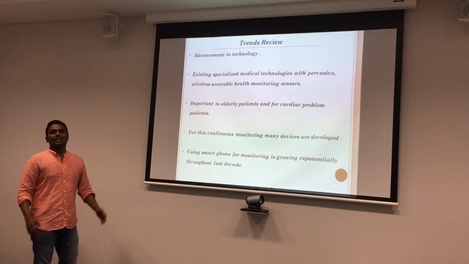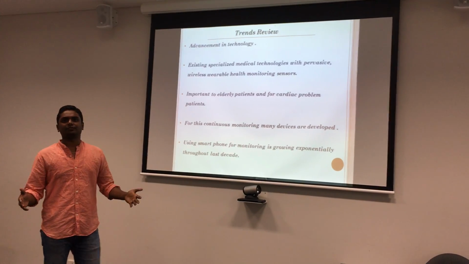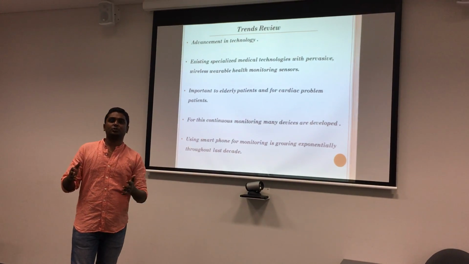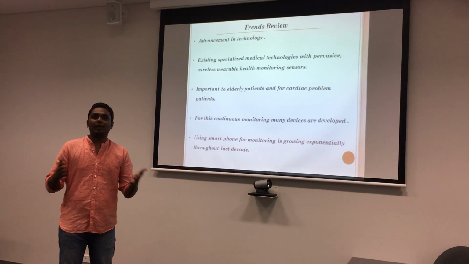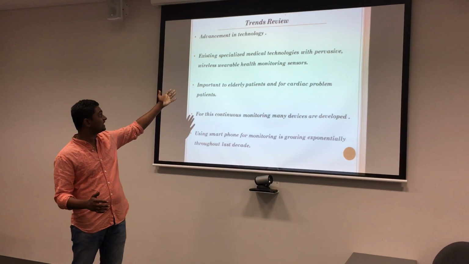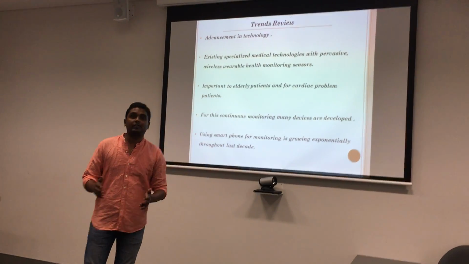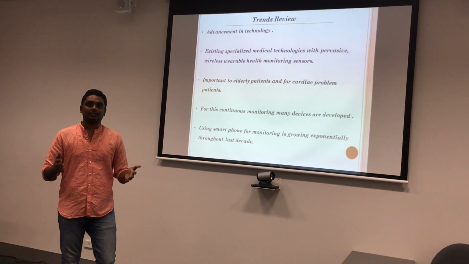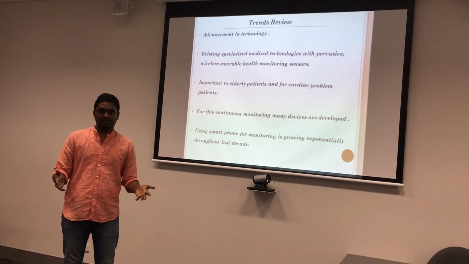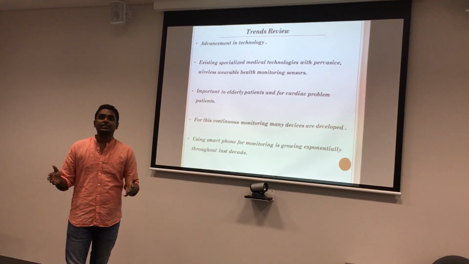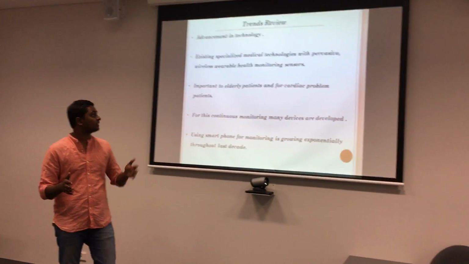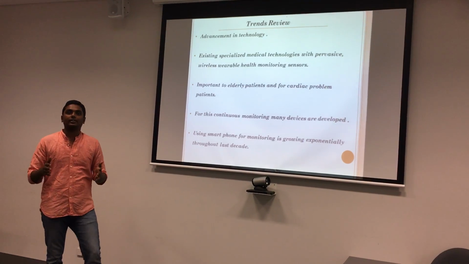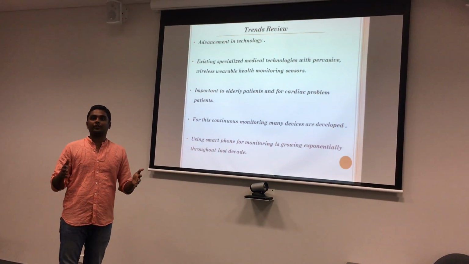Let's talk about the trends. How did the trends evolve over the years from 1949 to 2015? Advancement in technology is a huge platform where remote health monitoring has evolved many times. Existing specialized medical technologies are combined with pervasive wireless wearable health monitoring sensors. That is another way of sensing in remote patient health monitoring systems. This system is very important for elderly persons with cardiac problems, and for continuous monitoring, these are the only devices we can use to monitor patients 24/7.